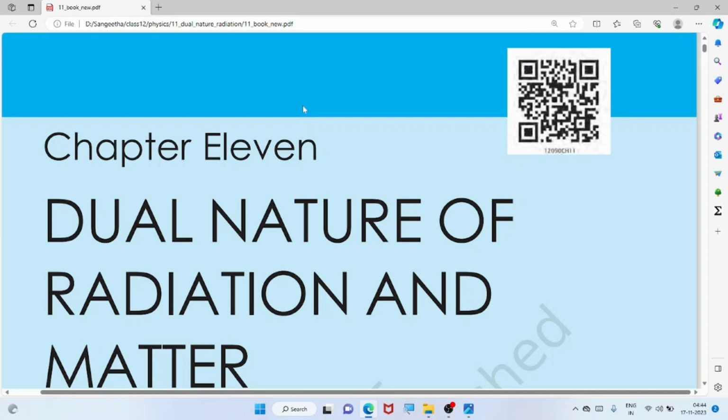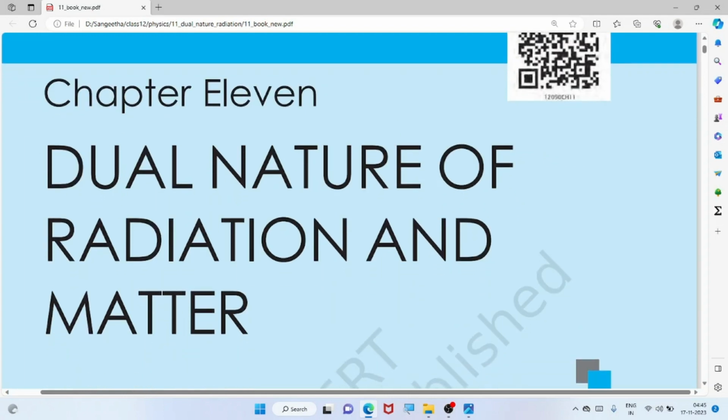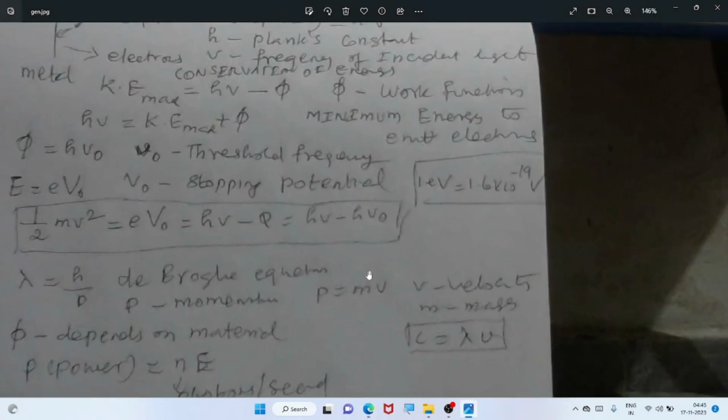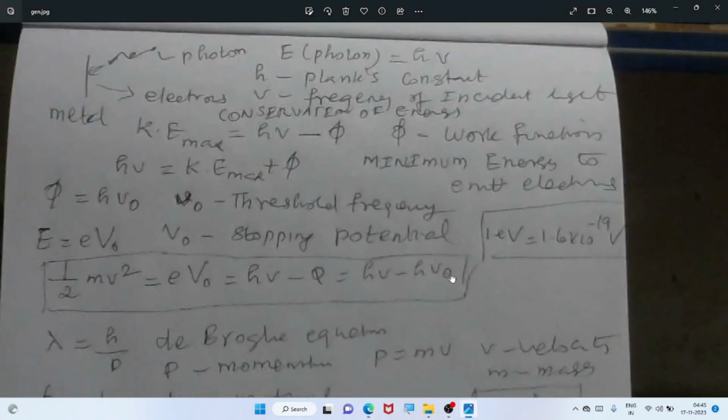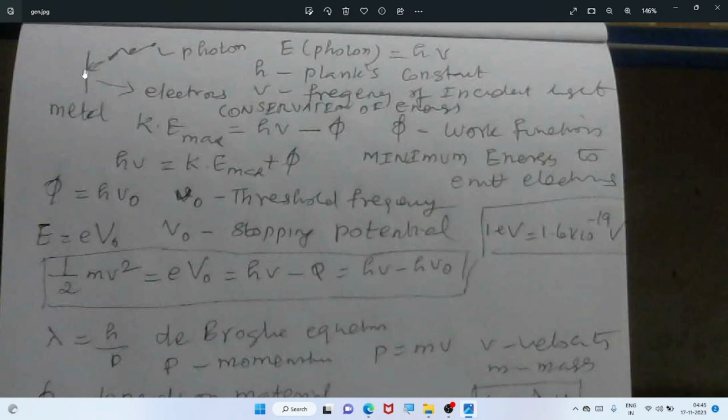Okay, we will go through some important points in the Class 12 Physics Chapter 11, Dual Nature of Radiation and Matter. When light falls on a metal, electrons are emitted from the metal. This is known as the photoelectric effect.